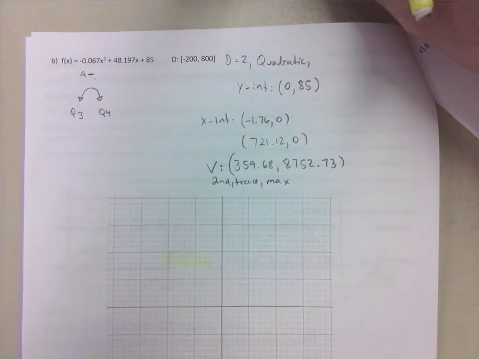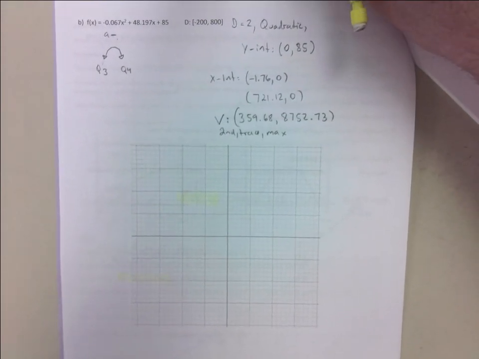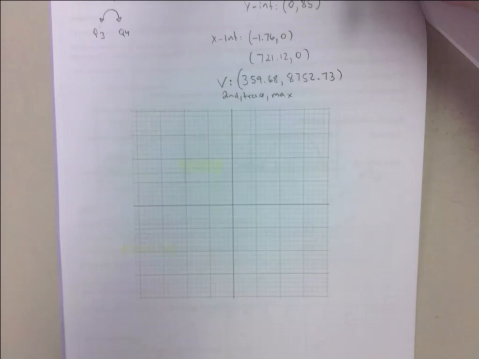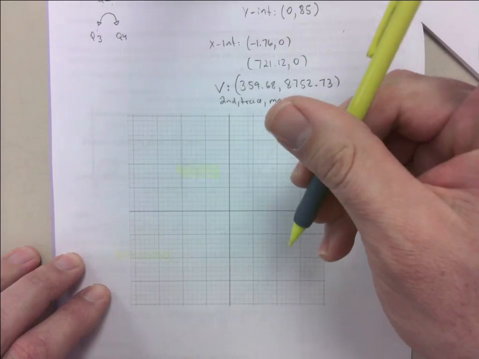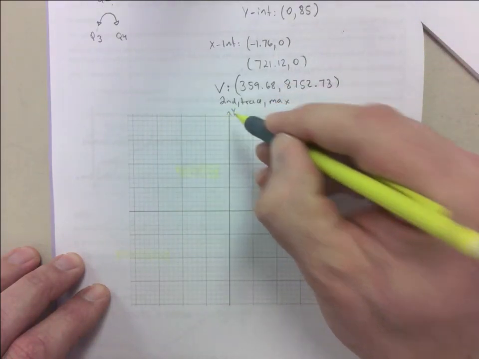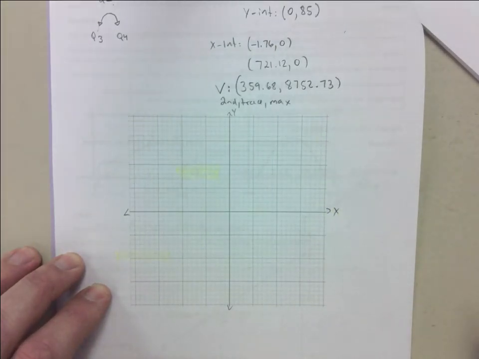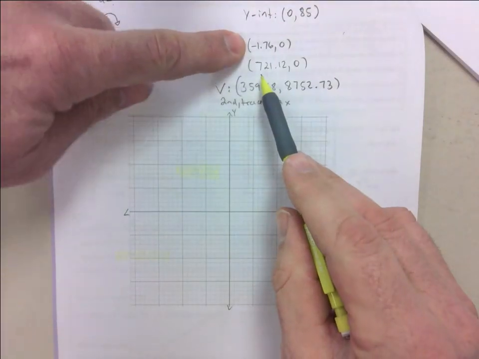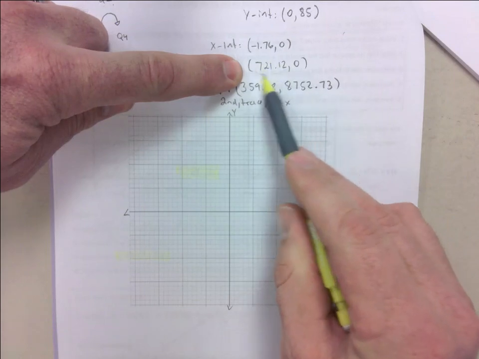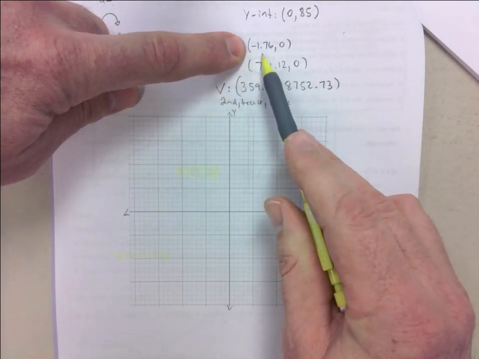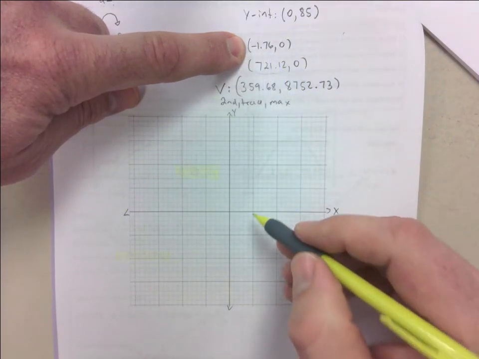Okay, knowing this now, I can make my scale. The 0.85, we're just going to take it with us. Okay, here we go. This is y. This is x. What do I need to consider for my x-intercepts? I need to go as far as 720, and this one is very close to the origin, so I'm not worried about this one.